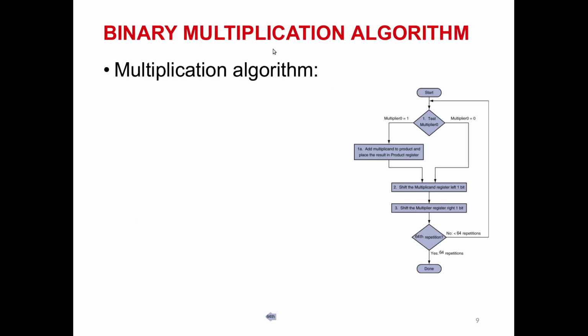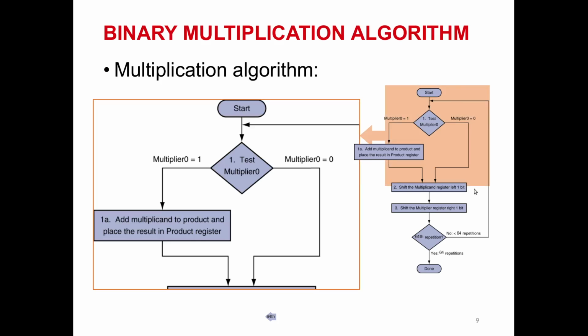About the multiplication algorithm for binary, here is the algorithm. I will zoom it out for you. At the start, you get two values into our algorithm. You test the first bit, or bit 0, of the multiplier. If that bit equals 1, it means you need to add the multiplicand to the product and place the result in the product register.